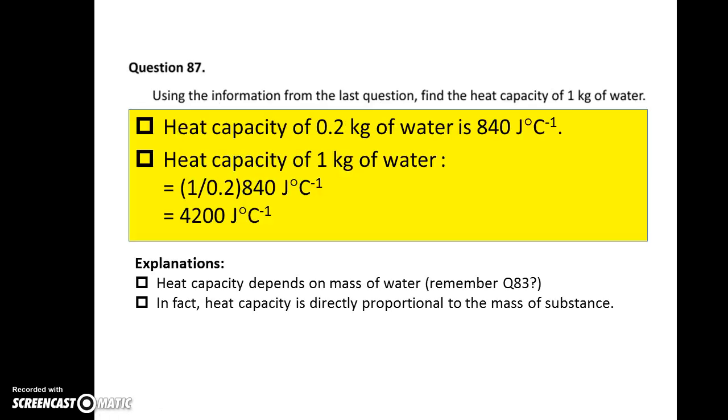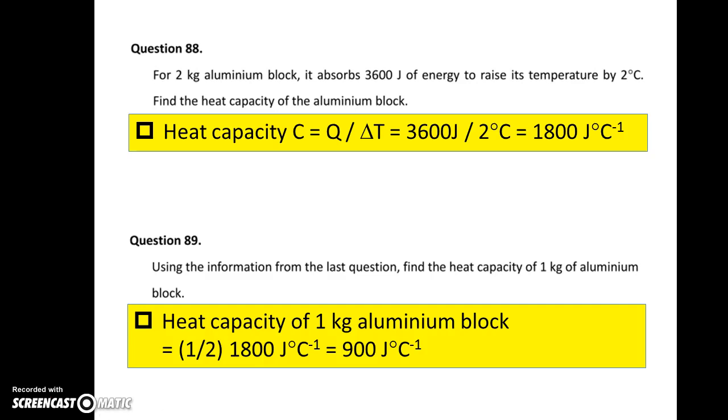Question 87. Using the above answer, find the heat capacity of a kilogram of water. For 0.2 kilogram, the heat capacity is 840. So for 1 kilogram, the heat capacity increases by 5 times, becoming 4,200 joules per degree Celsius. After calculating the heat capacity of 1 kilogram of water, let's move on to calculate the heat capacity of 1 kilogram of aluminium.